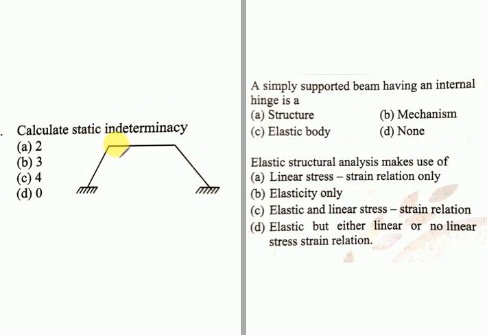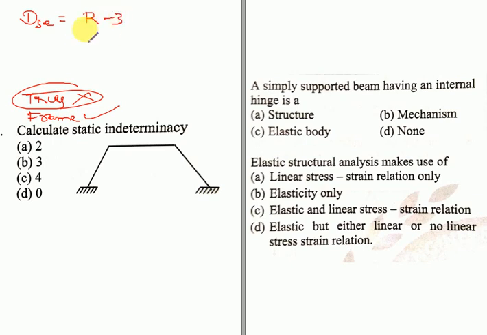Calculate the static indeterminacy. First, we need to confirm whether this is a truss or a frame. Of course, by seeing this we can tell it is a frame. This is not a pin jointed truss. So the first step, DSE. To find DSE, total number of reactions minus 3, which is equal to the total number of reactions: for fixed support here 3 and here 3, it comes to be 6. 6 minus 3 would be 3.